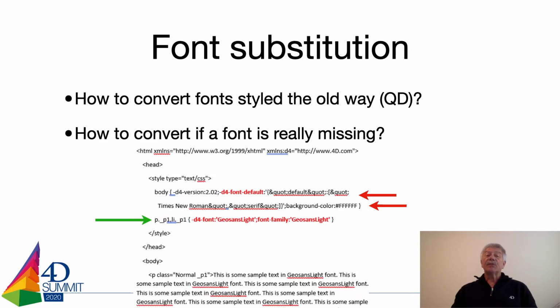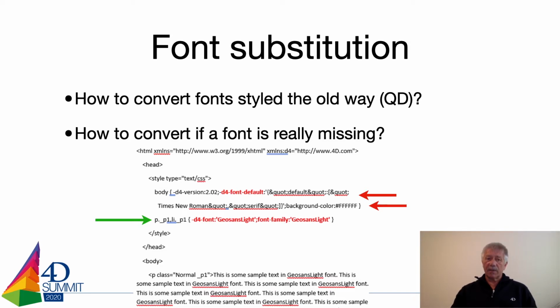Here we see the source after a conversion with current versions of 4D, not with an old version. Times New Roman, the former substitution font, is now the so-called default font. Note the red arrows in the slide. It is used because the original font was not installed while converting the document.